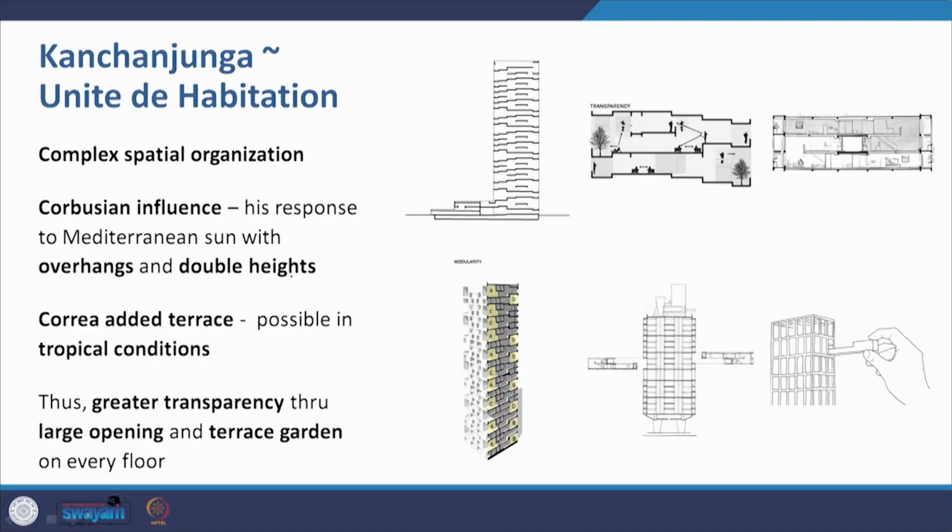It's a structural innovation that leads to such a remarkable building. Let me continue further. Let us see the comparison between Kanchanjanga and Unité d'Habitation designed by Le Corbusier in France, and the complex spatial organization of both the buildings.